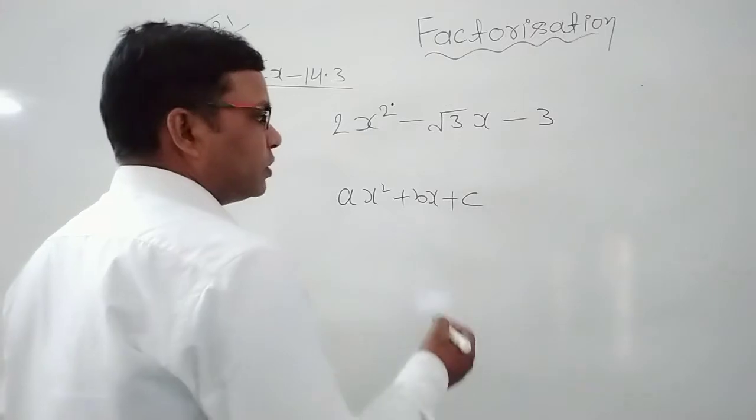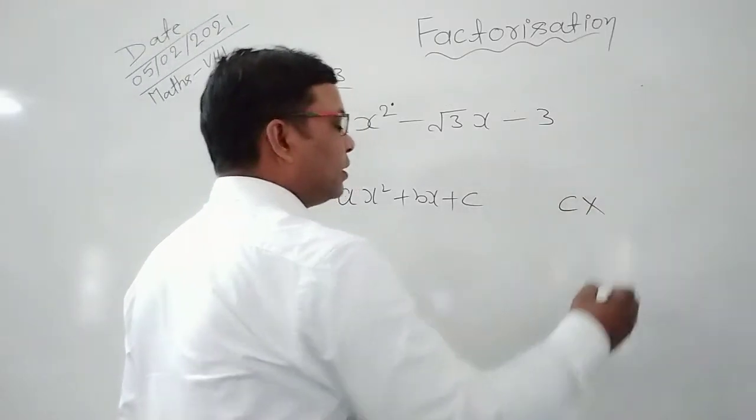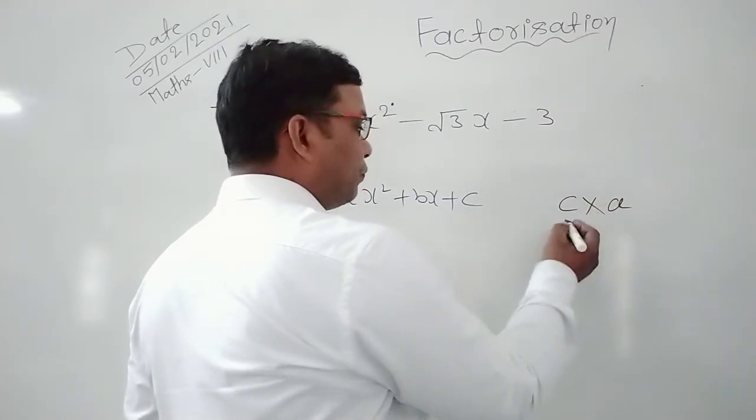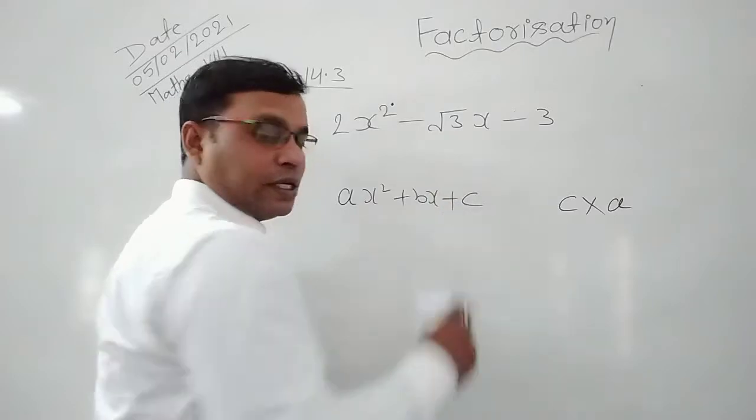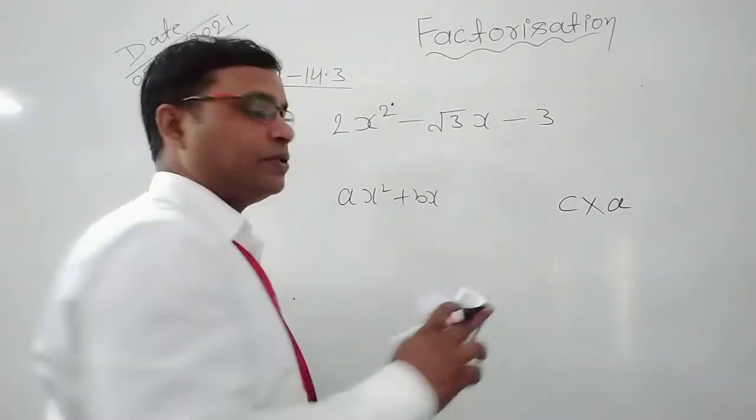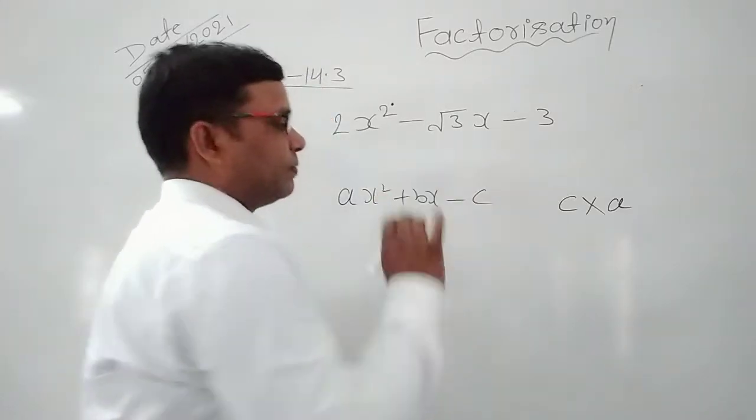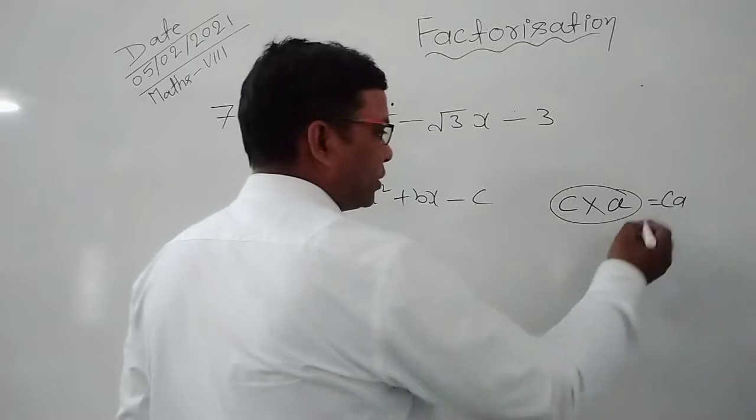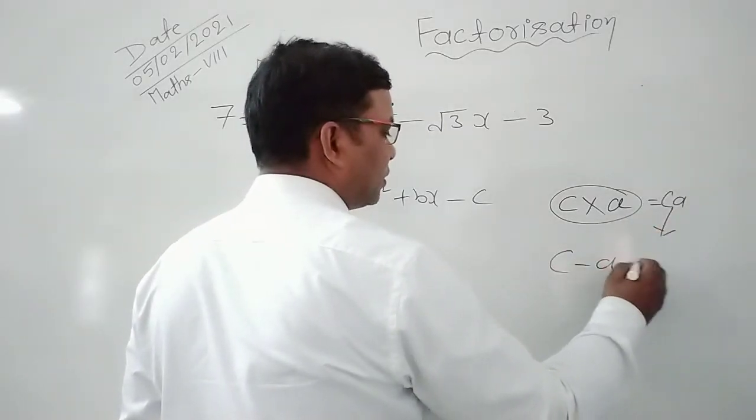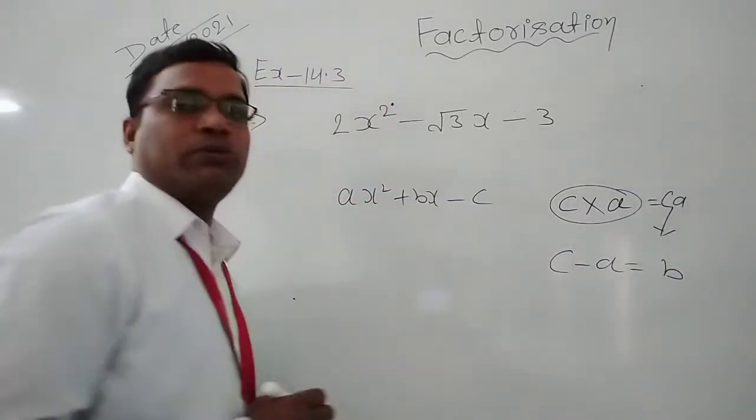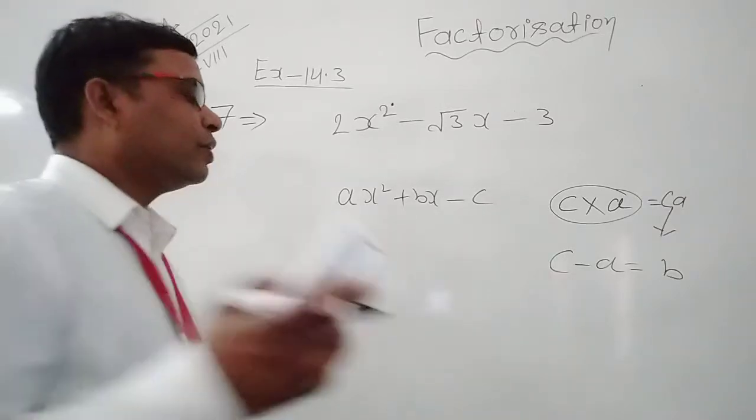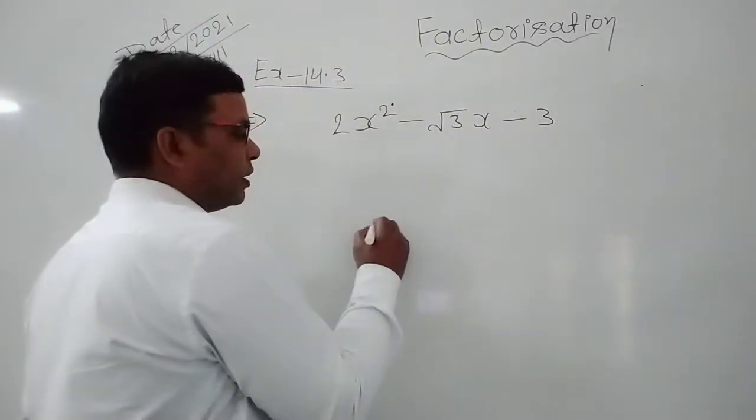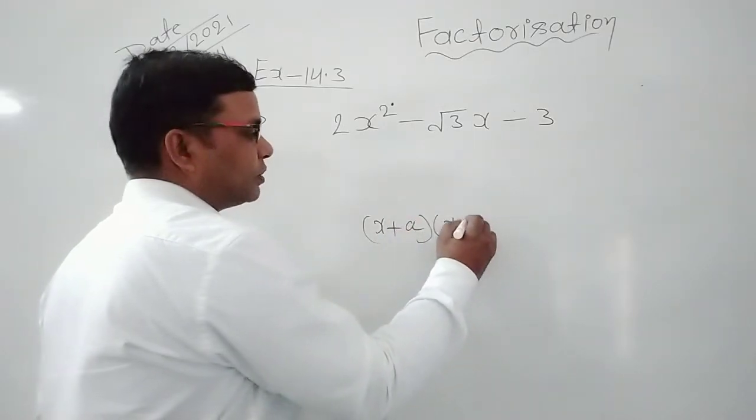In such questions, first we find the product of the constant term and the coefficient of x square. Here the coefficient of x square is a. Then you find the factors of this product such that their difference is b, the coefficient of x. According to these questions, we use the fourth identity, x plus a into x plus b.